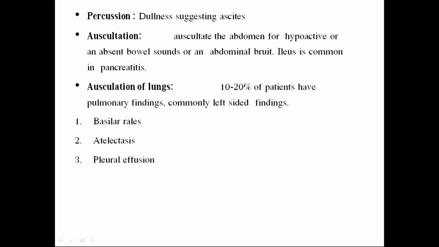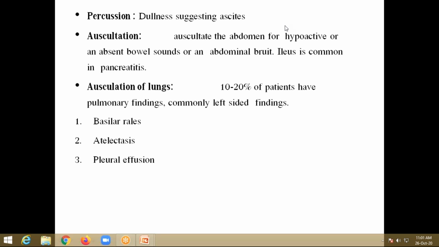On percussion, there could be dullness in pancreatic ascites. Auscultation is to assess the abdomen for hyperactive or hypoactive bowel sounds. Because of pancreatitis, there could be local ileus, which could result in absent bowel sounds. On auscultation of the lung, there could be pancreatic pleural effusion, most commonly with left-sided findings. Basilar rales, dullness on percussion, and decreased air entry can indicate pleural effusion. Another rare complication is pancreatic pleural fistula.